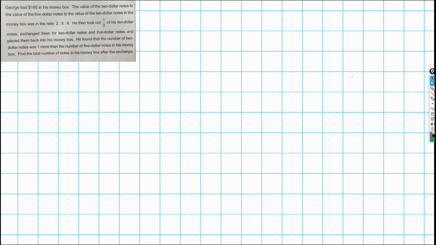Okay, we've got another Singapore maths question here, and I wanted to do it because it's easy in one way, but it's quite tricky in another way. So I thought it was worth having a look at.